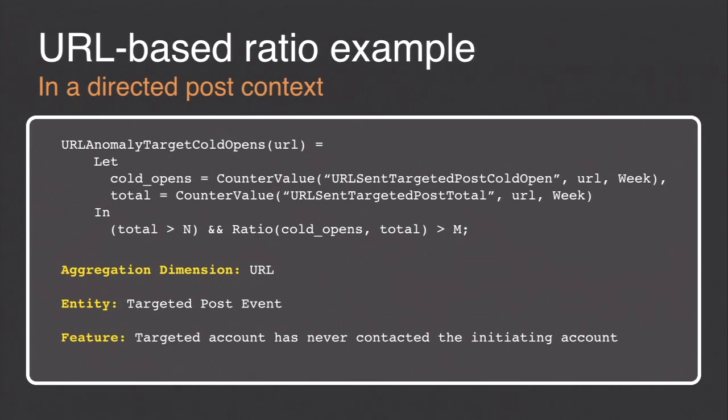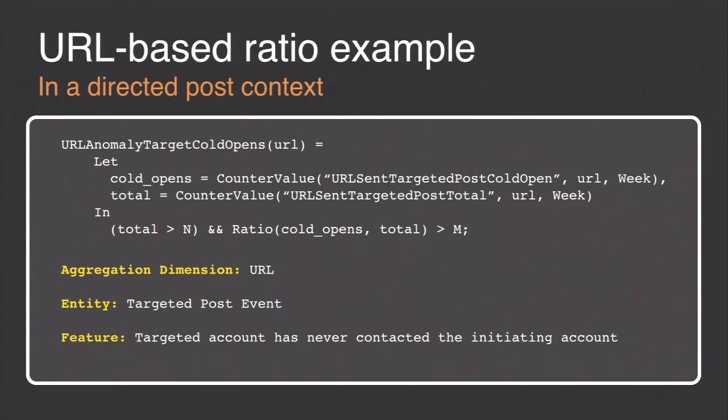The feature we want to look at here is, has the targeted account, the recipient account, ever contacted the initiating one before? Regardless of whether this attacker is using compromised accounts or fake accounts, to maximize distribution they're likely going to be contacting people that the account they control has never contacted before. If it's a fake account, they have to build up the contact graph from scratch. And if it's a compromised account, that graph is already sparse. So if you're maximizing distribution on your URL, you're probably going to hit some cold opens.